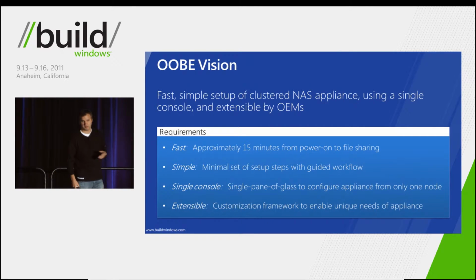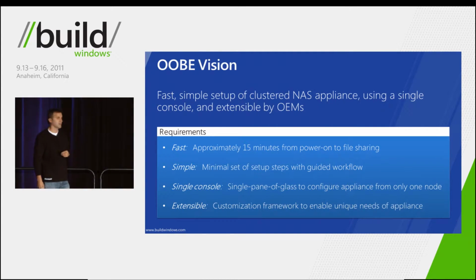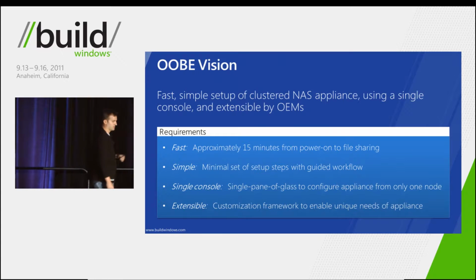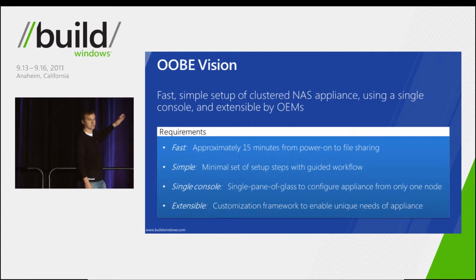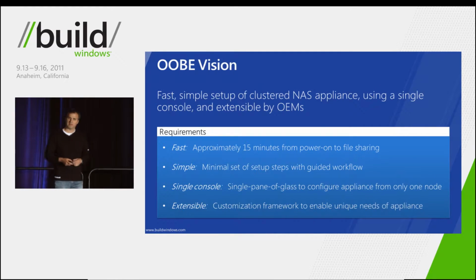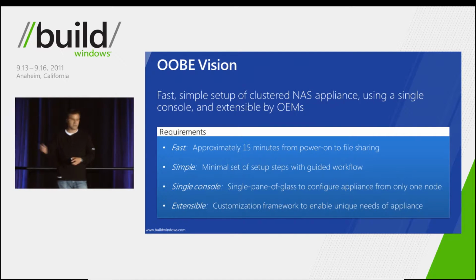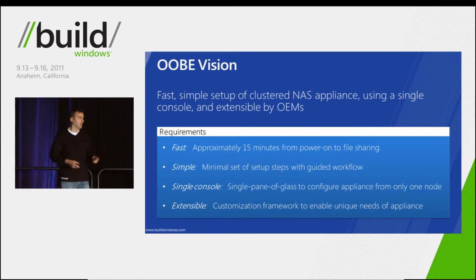We all know that customers expect that a dedicated appliance should be much simpler to configure than your garden variety server solution. So before we embarked on this journey, we came up with a very simple vision statement, which you can see at the top of the slide there. So first of all, we want this experience to be fast. It shouldn't take, in our opinion, more than, let's say, 15 minutes, give or take, depending on the hardware, of configuration time between the moment when the appliance is powered on and the moment when the appliance is ready to share the first files.